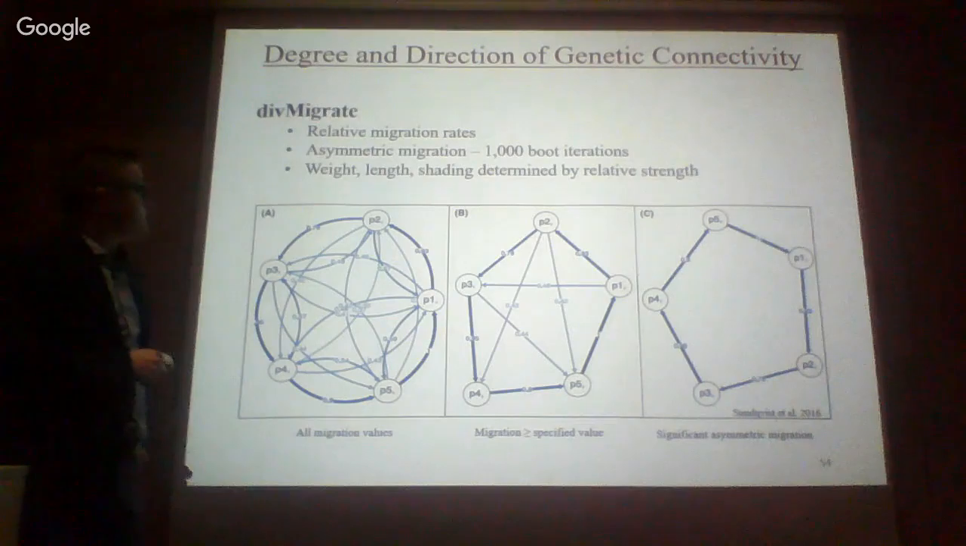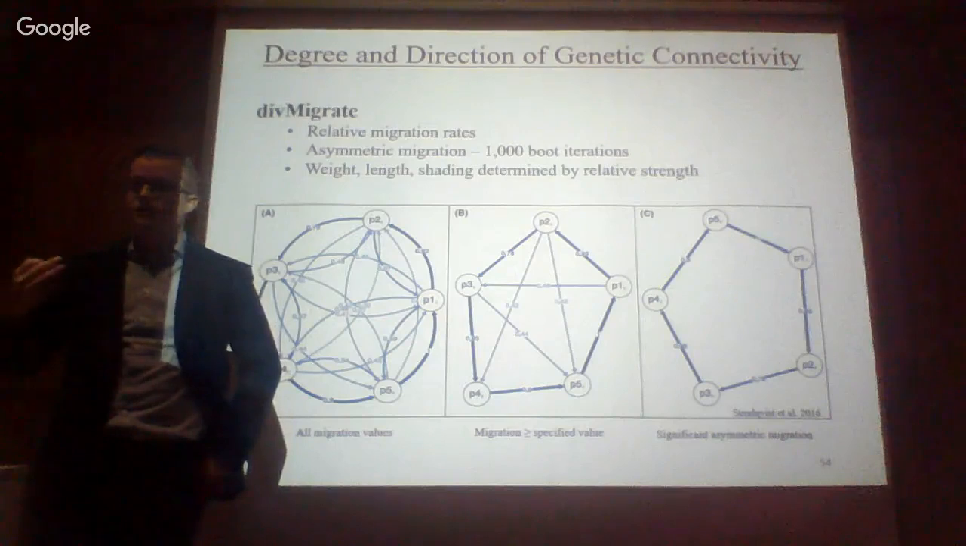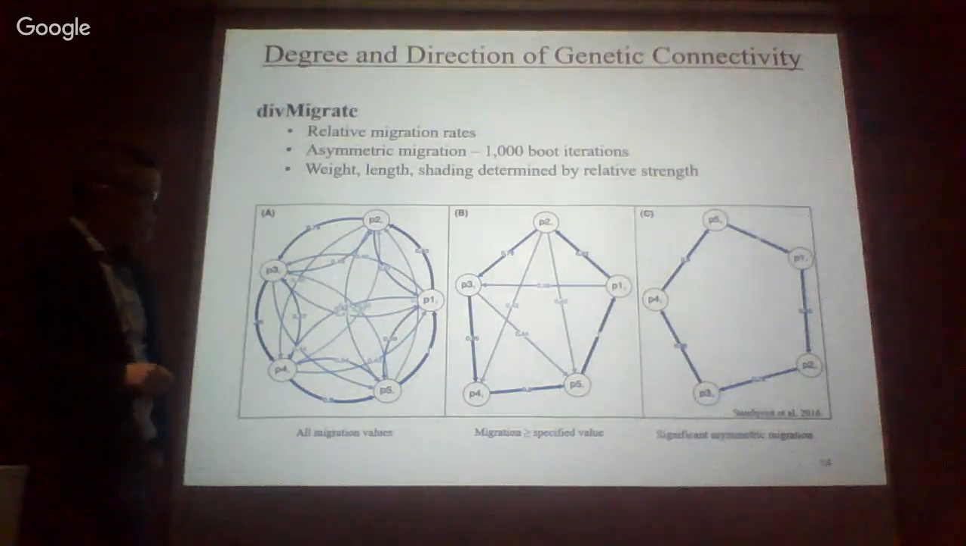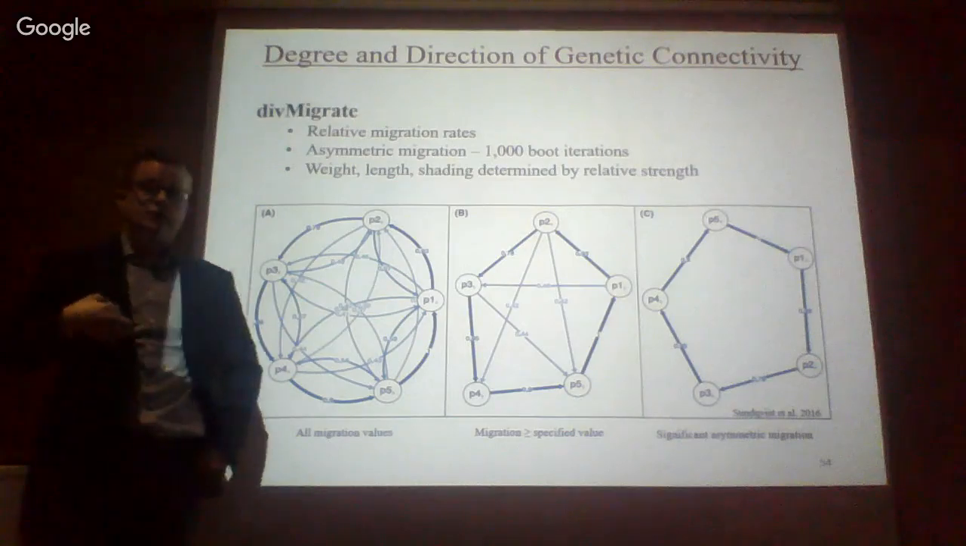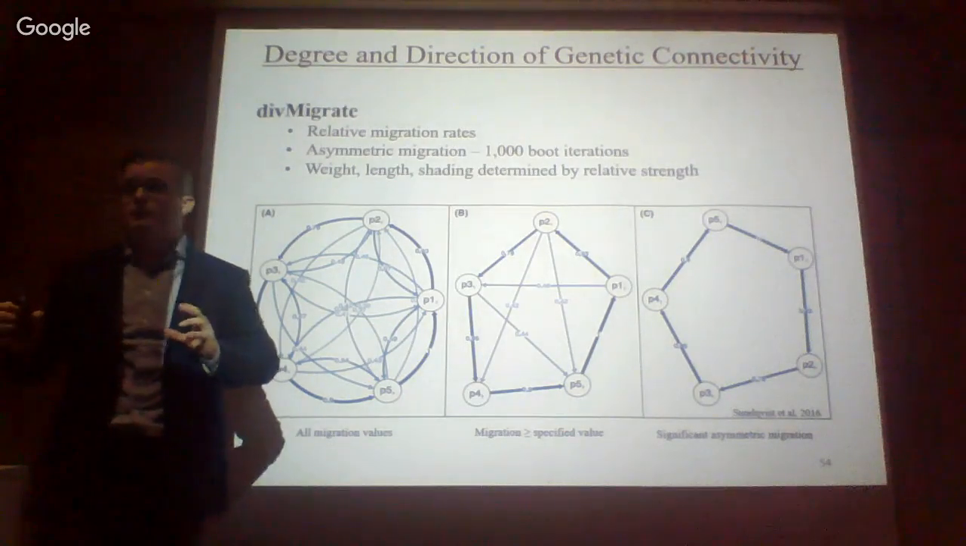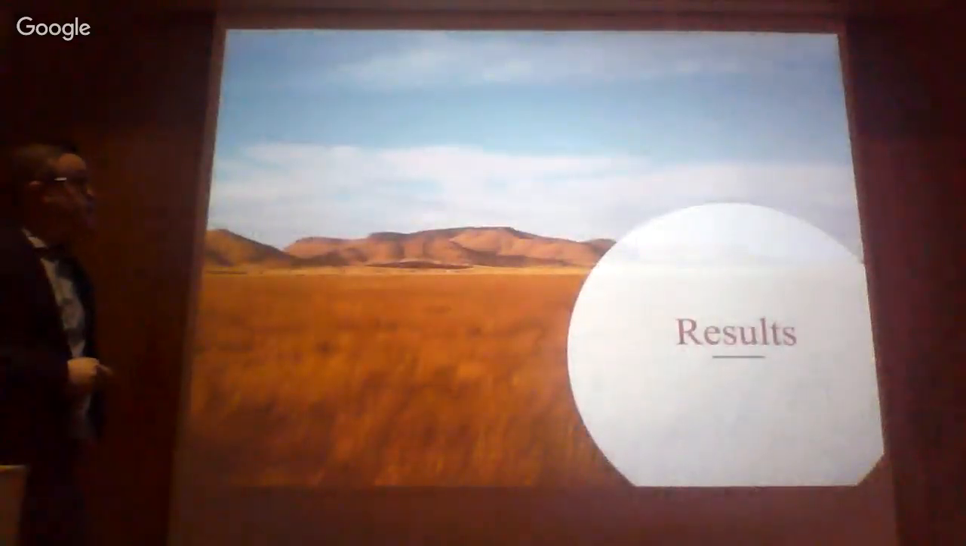And the nice thing about using this graph network of relative migration is that the width and shading is determined by the relative strength of migration, which also serves as another method to evaluate whether or not individuals or populations that exchange higher rates of migration are more likely to cluster together than those that don't. So it gives us another check.